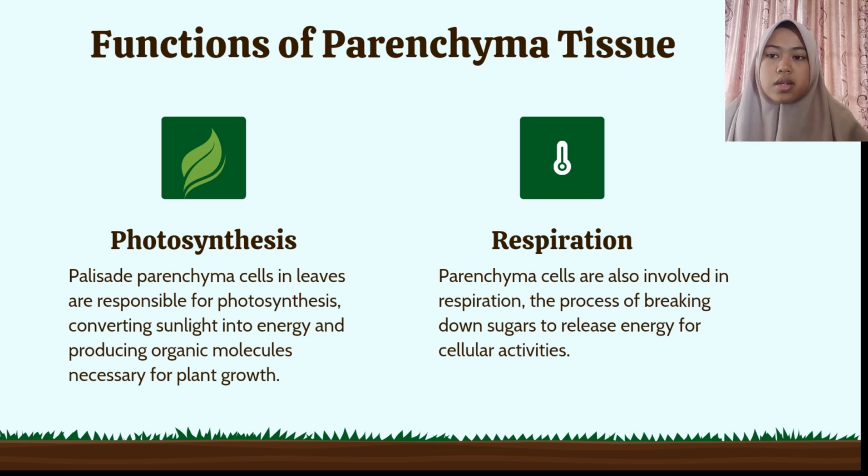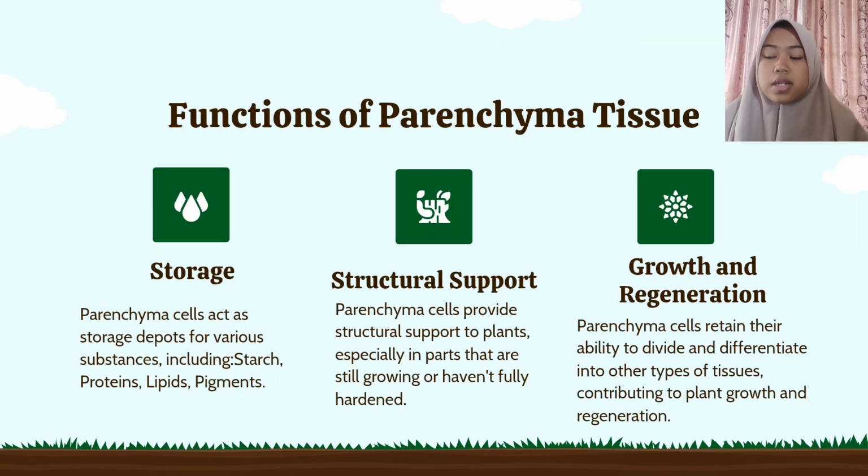Parenchyma cells are also involved in respiration, the process of breaking down sugars to release energy for cellular activity. The third is storage. Parenchyma cells act as storage depots for various substances including starch, protein, lipids, and pigment. The storage substances can serve as energy reservoirs and contribute to the coloration of specific plant parts.